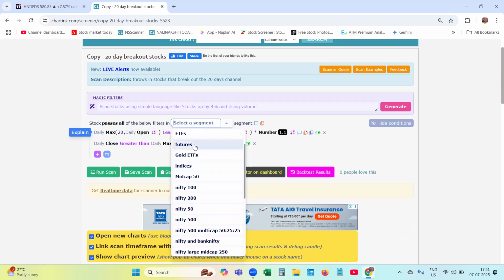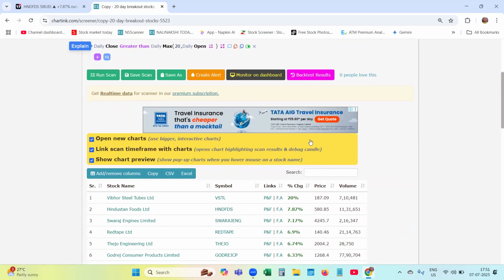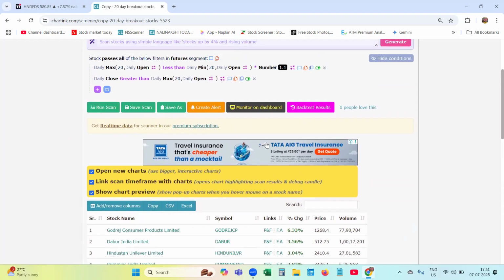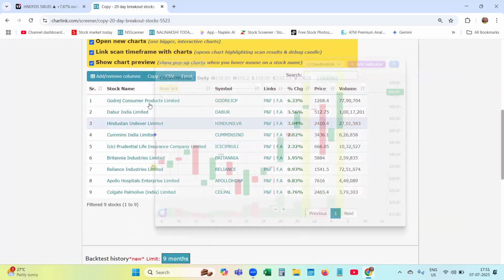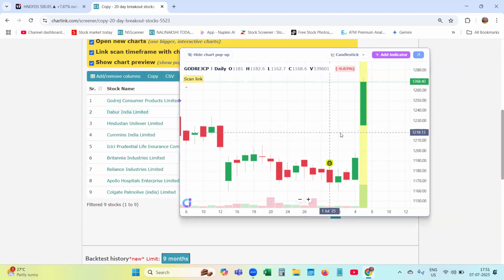Apart from that, if I change it to futures, I got one stock perfectly fitting. I'll run the scan. I didn't select Godrej Consumer Products because it had gapped up. Once it gaps up above this level, it becomes tricky to trade. That's why I avoid it, because you cannot define your stop losses. Stop loss will be very far below. You see over here. So I look for this and I omit this stock.